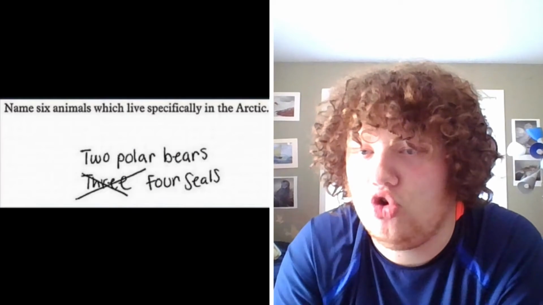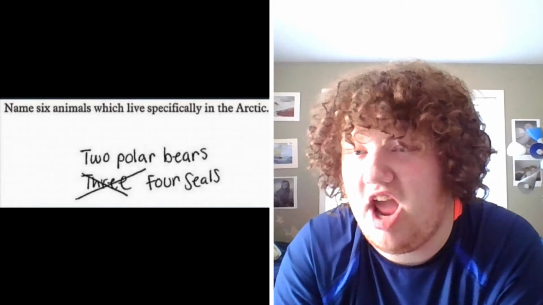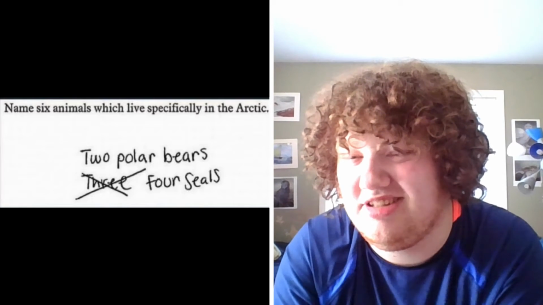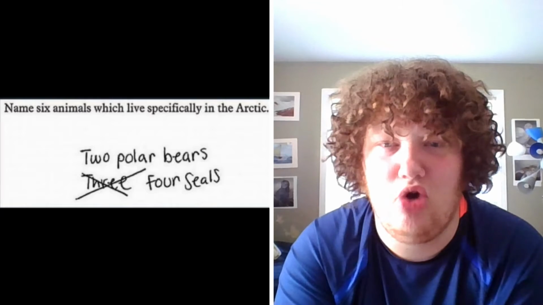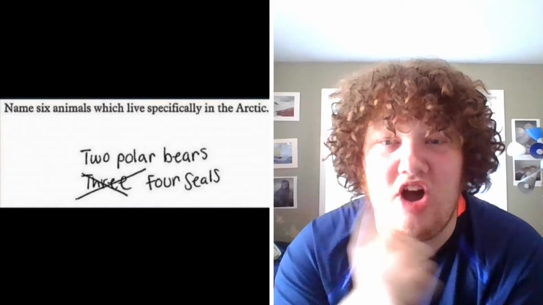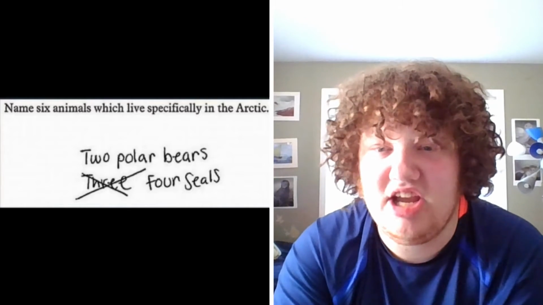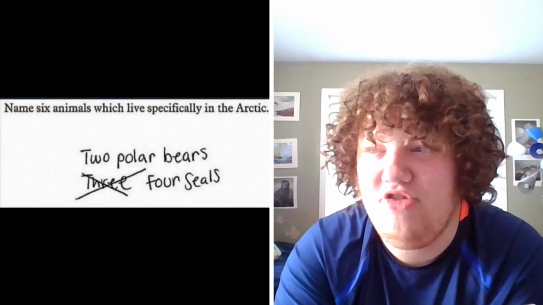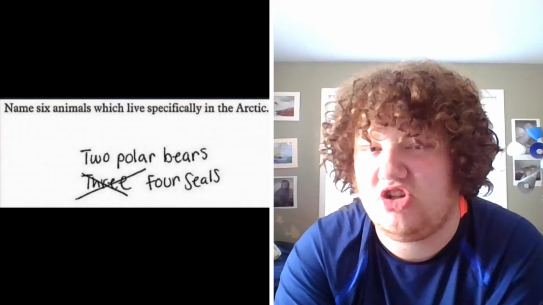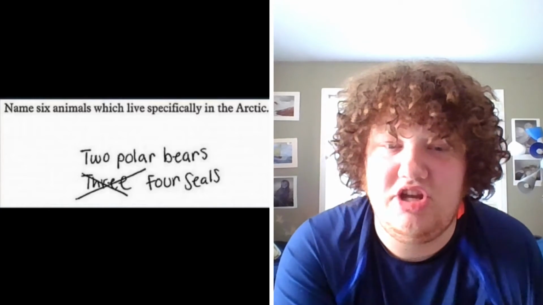Name 6 animals which live specifically in the Arctic. 2 polar bears and 4 seals. Well, the kid's not entirely wrong. That is 6 animals. But 2 things. 1, they obviously meant name 6 different kinds of animals that live in the Arctic. And second, this kid obviously had to redo his math because they realized 2 plus 3 is not 6, it's 5. 2 plus 4 is 6. But I can give this kid credit with my sense of humor, so good one on you.